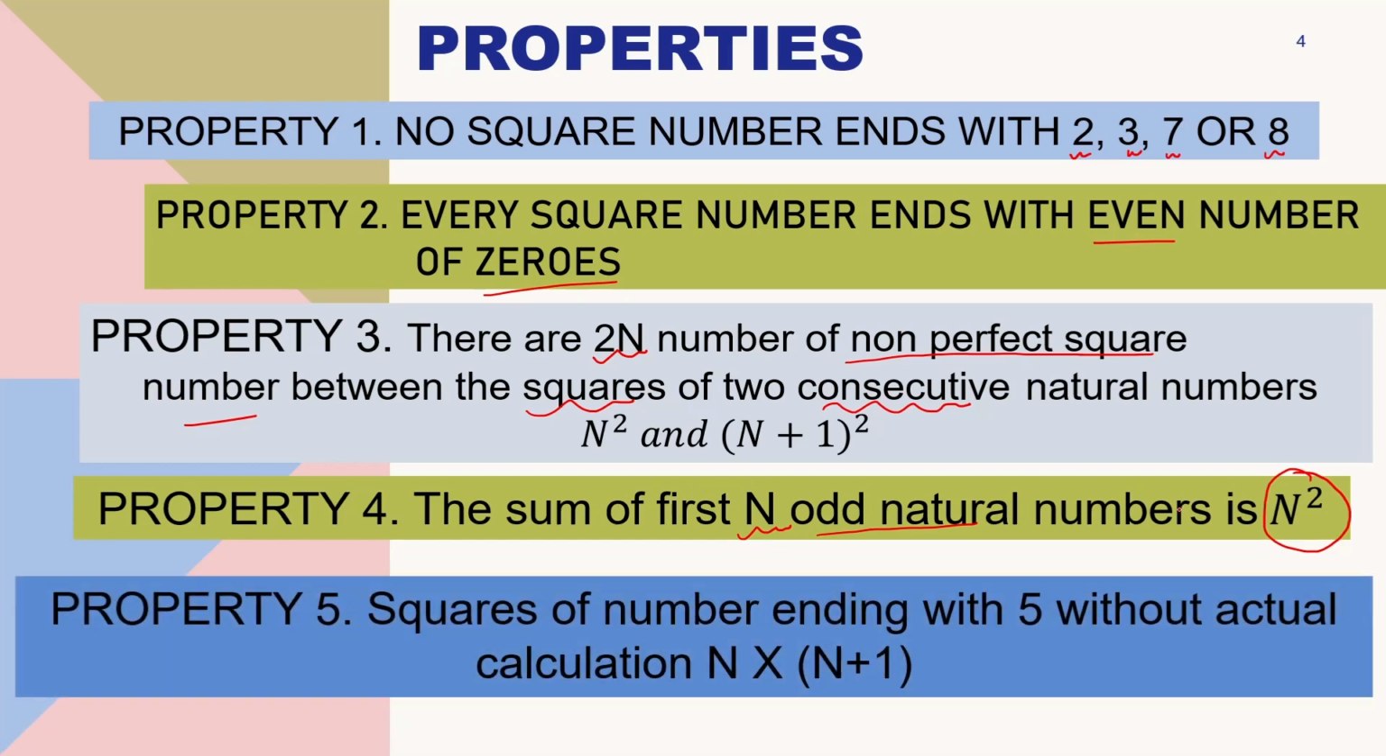And fifth property says the square of a number ending with 5, this is only for numbers which are ending with 5, is equal to n times n plus 1, followed by 25. So we'll be doing all the questions based on these properties one by one.